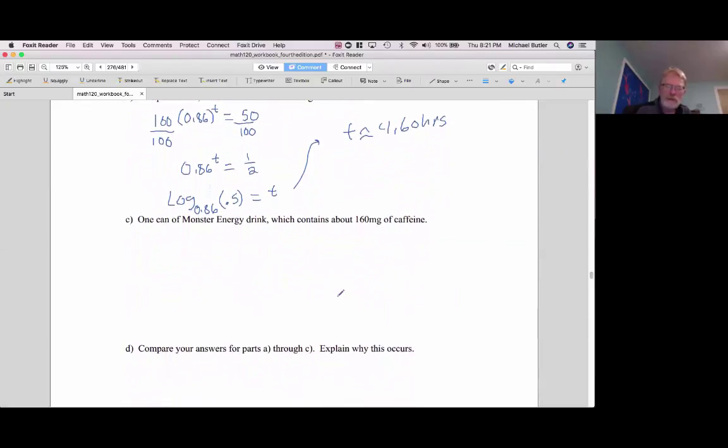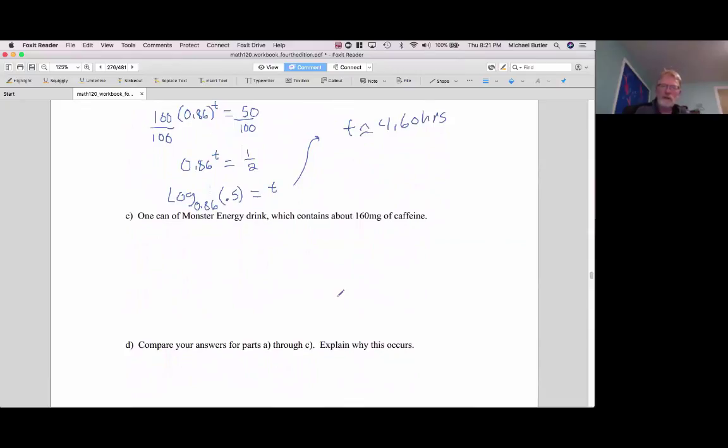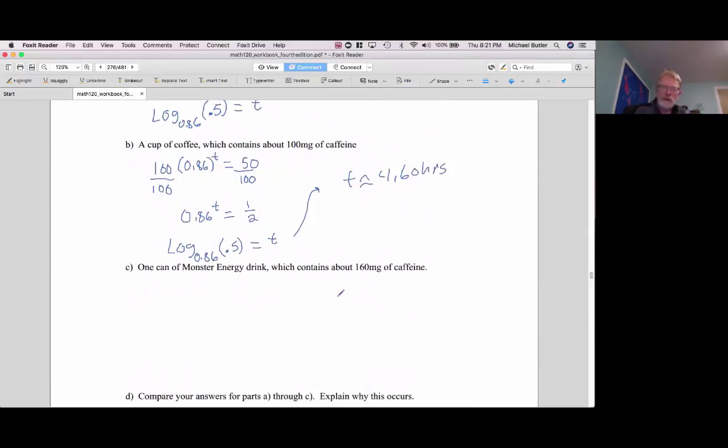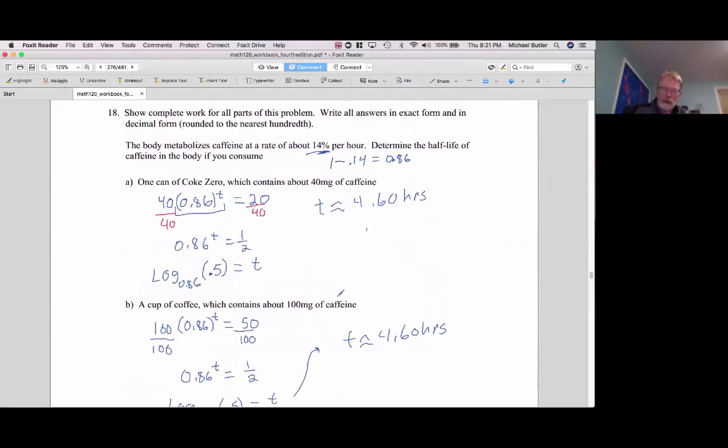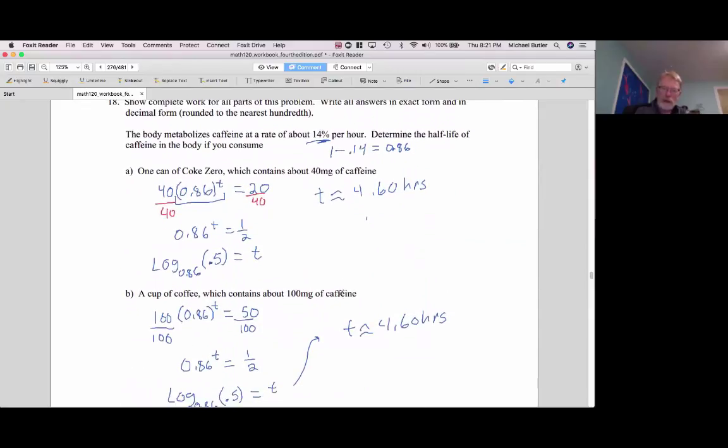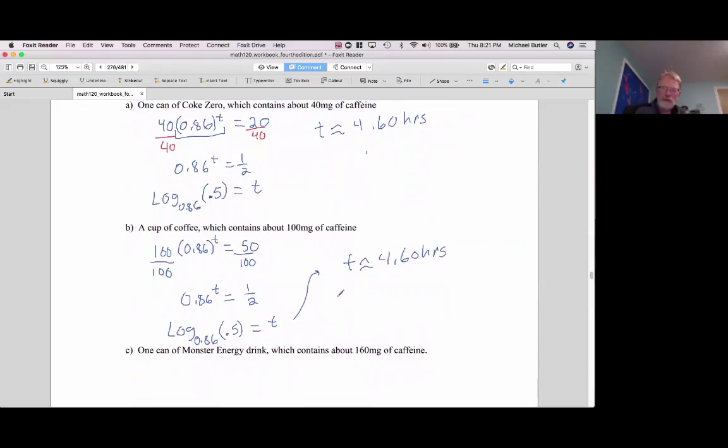I mean, obviously, if you consume more, it's going to take longer for it to get out of there, because notice, with a can of Coke, we had 20 milligrams in 4 hours. With a cup of coffee, we still had 50 milligrams with us in 4 hours, right?